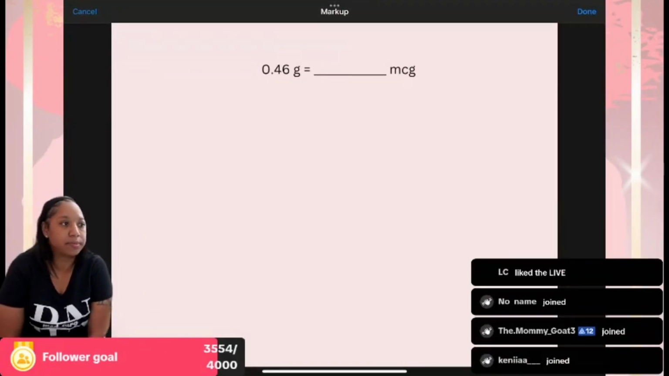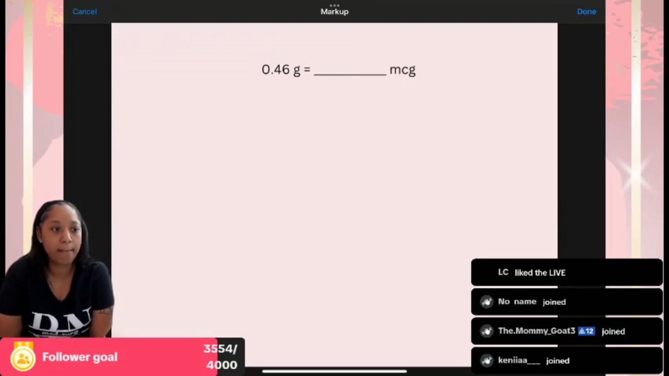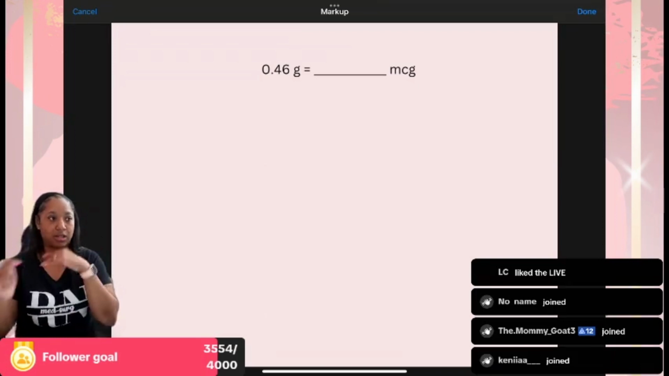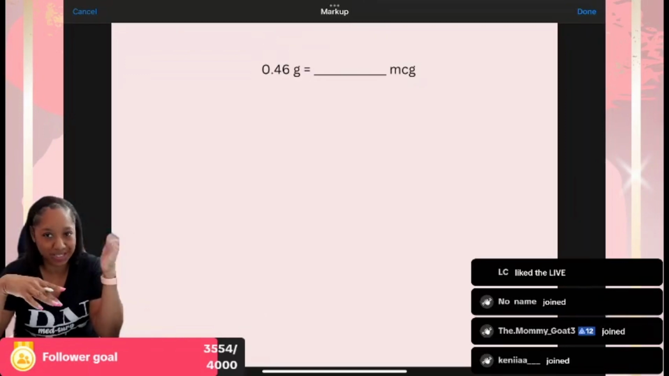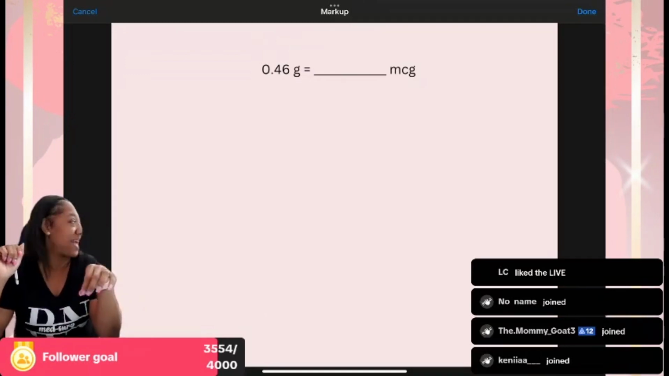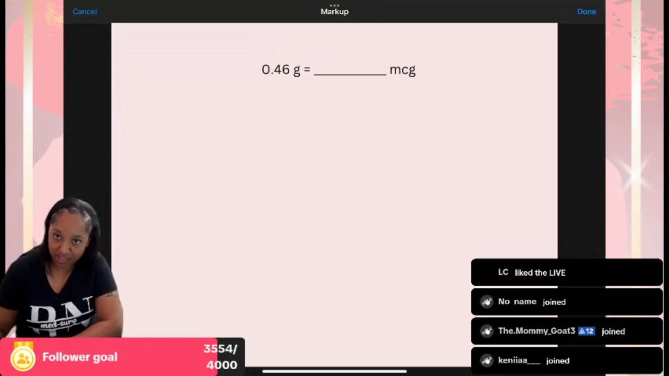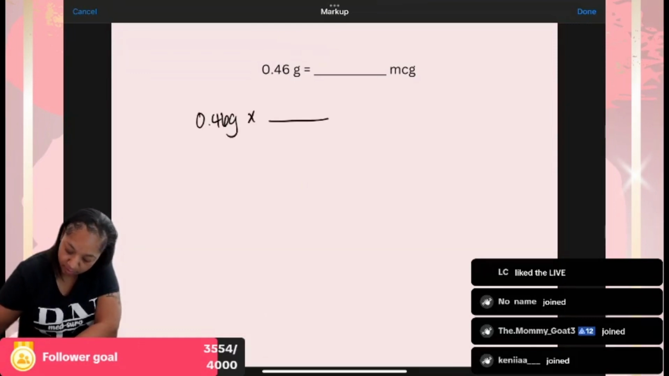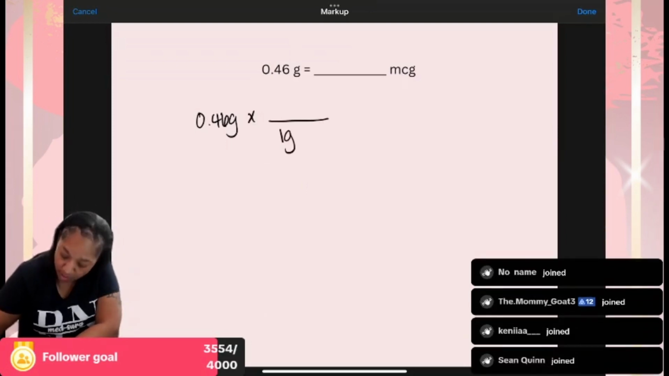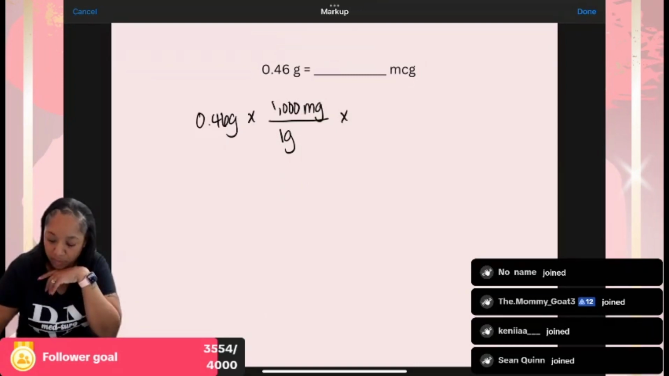All right, so here we go. Grams to micrograms. So that's a big step, ain't it? Because you usually go from grams to milligrams, which is 1,000. But then you gotta factor in another 1,000 and go to micrograms. So we'll set it up with dimensional analysis. So we have 0.46 grams. All right, and 1 gram equals 1,000 milligrams. Okay, because we got to do that step by step by step.